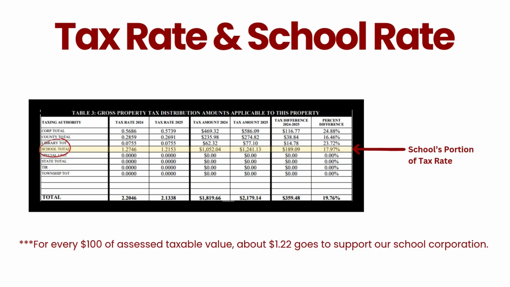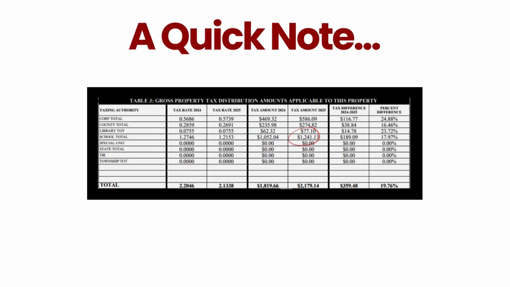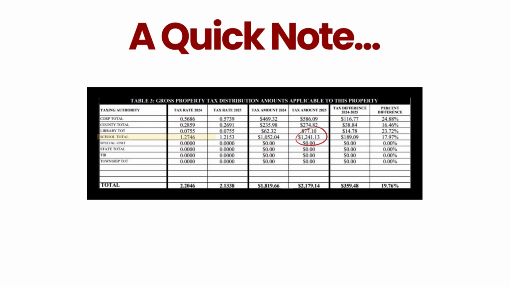Our corporation has worked hard to reduce this tax rate over the years, moving from a rate of $1.52 in 2018 to our current rate of $1.22. A quick note, because tax rates are applied to the net assessed value, it's possible for the tax rate to decrease, but the amount collected to increase. As you can see in this example, because this homeowner's property was assessed at a higher amount in 2025, the lower tax rate still resulted in more money being collected.